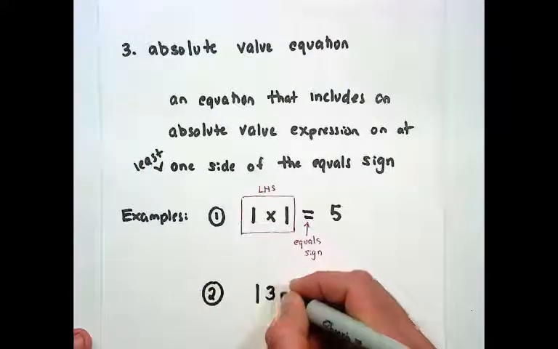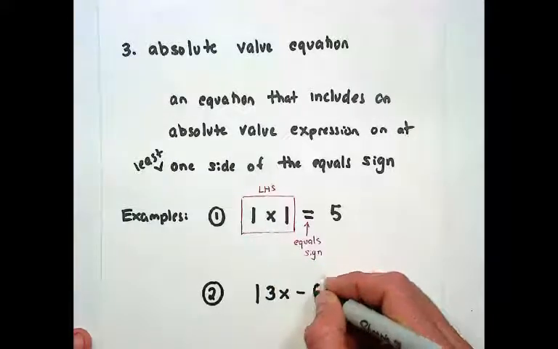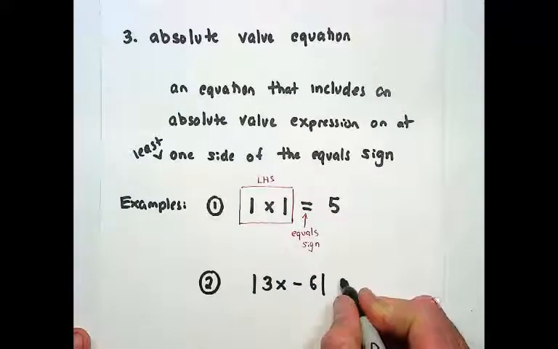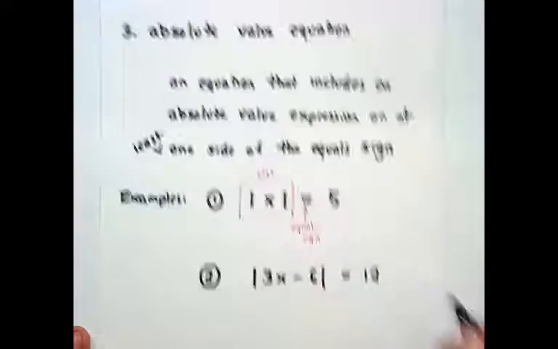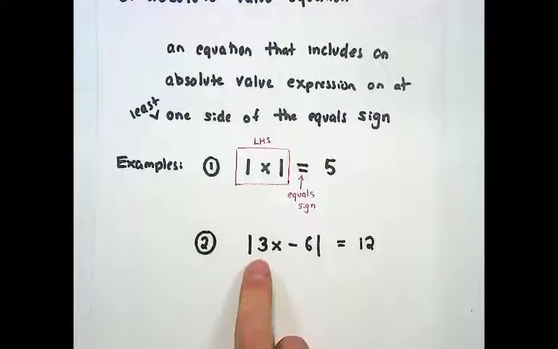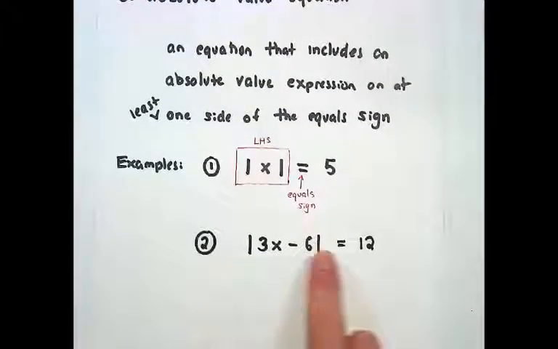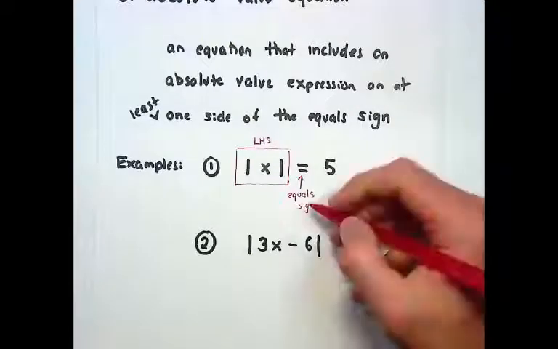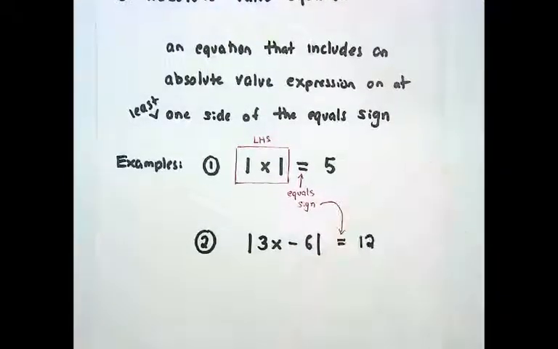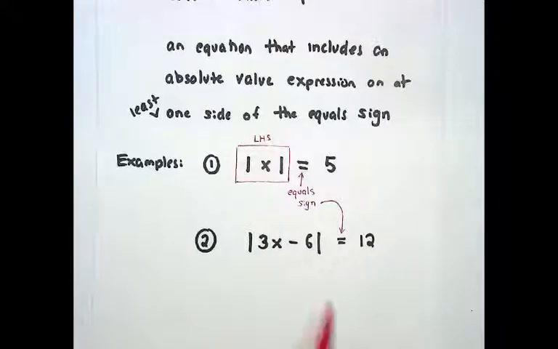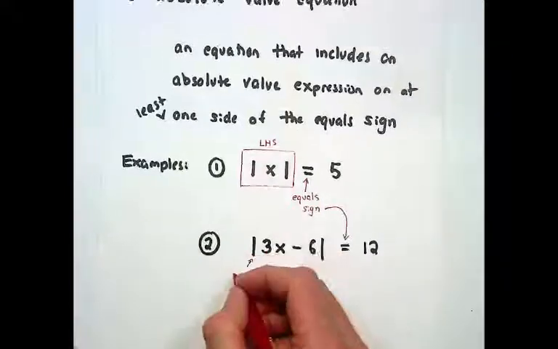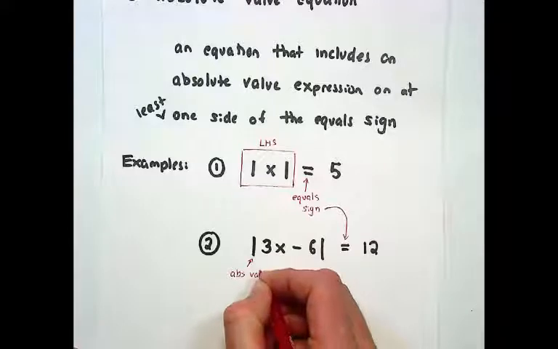So we've got maybe 3x minus 6 in absolute values is equal to 12. So this equation is read absolute value of 3x minus 6 equals 12. We know immediately that this is an equation because it has the equal sign. We know that it's an absolute value equation because it has absolute value bars.